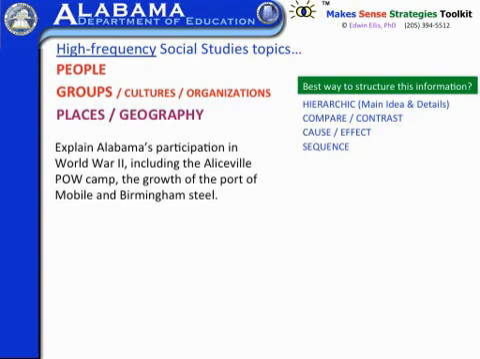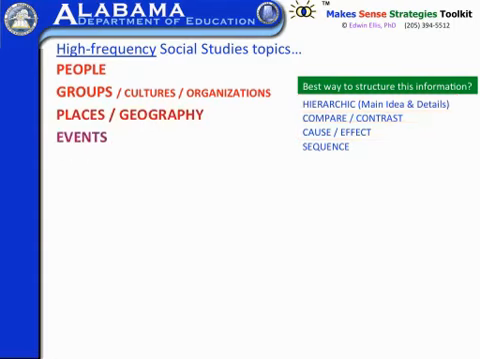Another example, explain Alabama's participation in World War II, including the Aliceville prisoner of war camp, the growth of the Port of Mobile, and Birmingham Steel. Well, that could be a couple of things. It could be cause and effect. For an example, how did World War II impact Mobile? Likewise, it could be hierarchic in terms of information about what that POW camp was all about, what happened in Mobile, the growth of Birmingham Steel, and that sort of thing. So that could go either way in terms of the structure one would use.